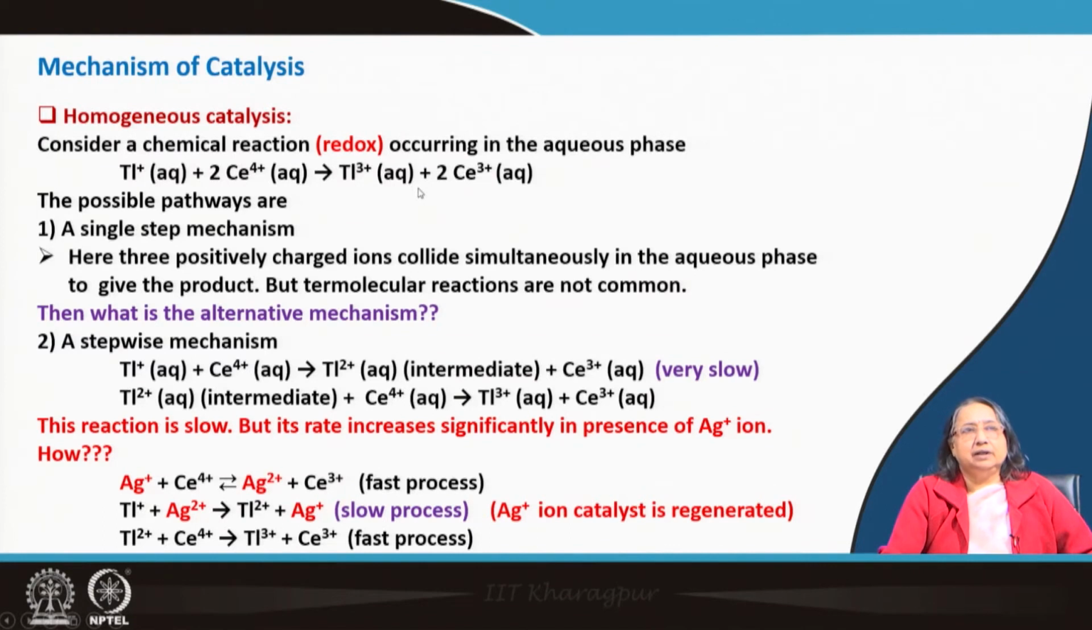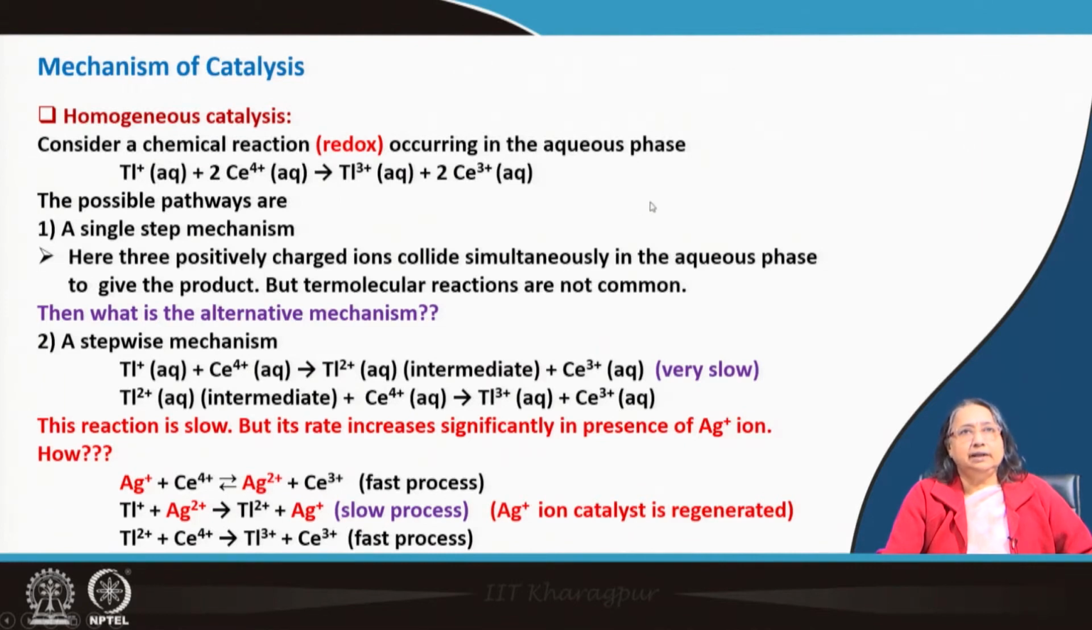And this is the balanced equation. Now, I already told you about the mechanism, so now at least we can think about the possible pathways. So, we can think about a single step mechanism. If it is a single step mechanism, here the positively charged ions collide simultaneously in the aqueous phase to give the product. So, collision is necessary. If it is a single step process, then it will be a termolecular reaction, and we already know now that termolecular reactions are not very common.